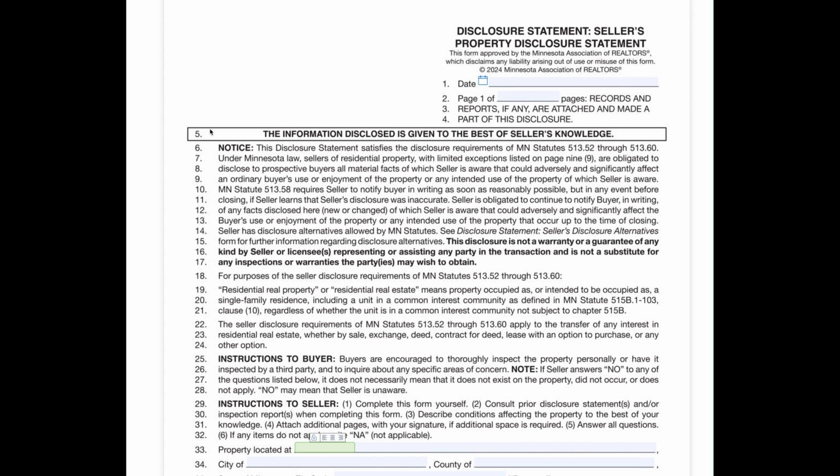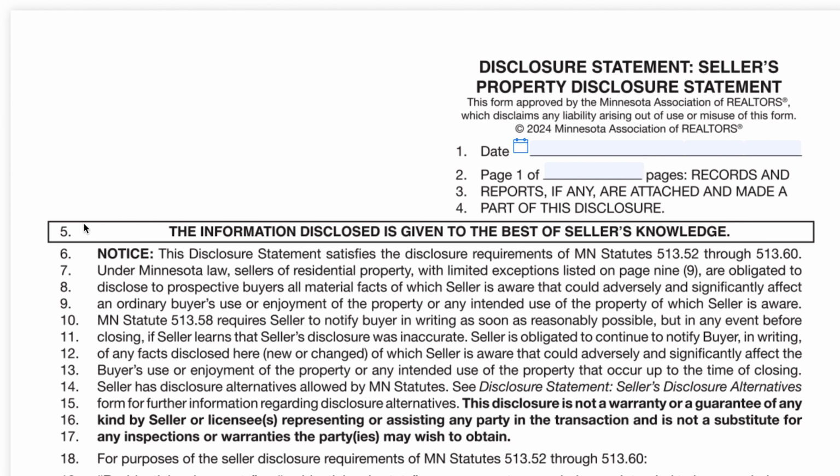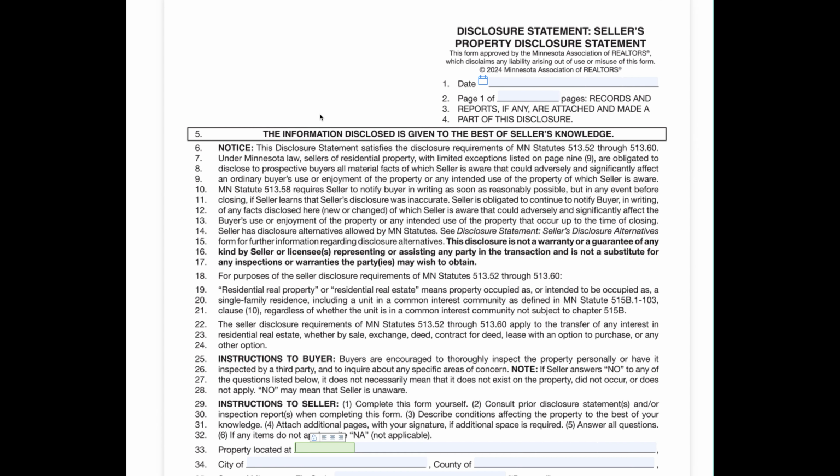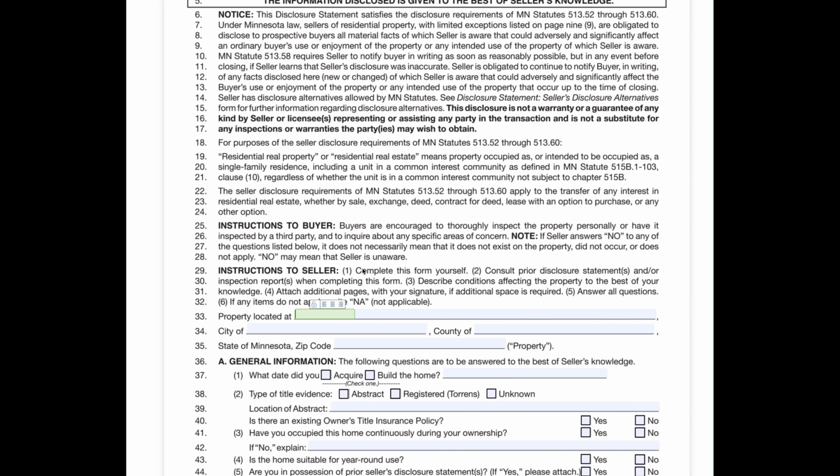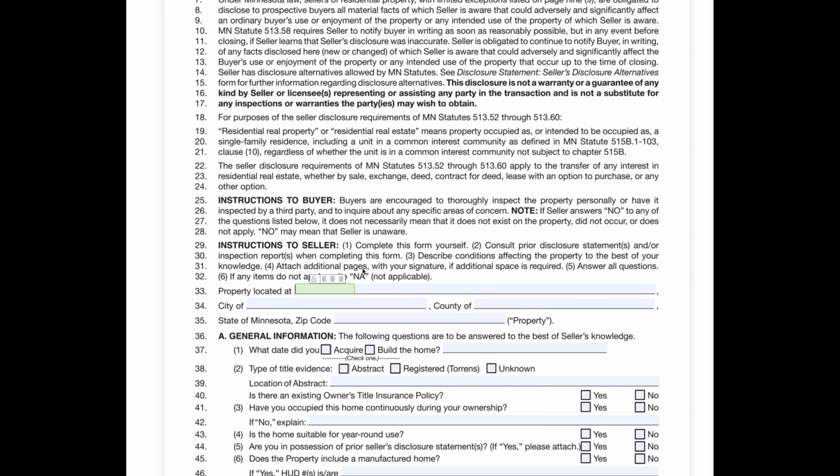All right, so here we are taking a look at the seller's property disclosure statement. If we go to line 5, the information disclosed is given to the best of the seller's knowledge. This is an obligation or duty of the seller to provide all of the information that could impact future use and enjoyment on the property. We've got a few lines that are breaking down the disclosure, what it looks like. Also, if you want to take a look at this form and follow along, I will put a copy of this PDF in the link below.